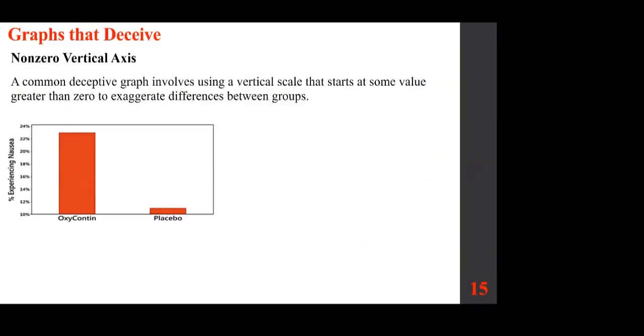All right, now graphs that deceive. One of the problem is a non-zero vertical axis. A common deceptive graph involves using a vertical scale that starts at some value greater than zero to exhibit differences between groups. Okay, for example, in this case, we notice it starts at 10% OxyContin and placebo.